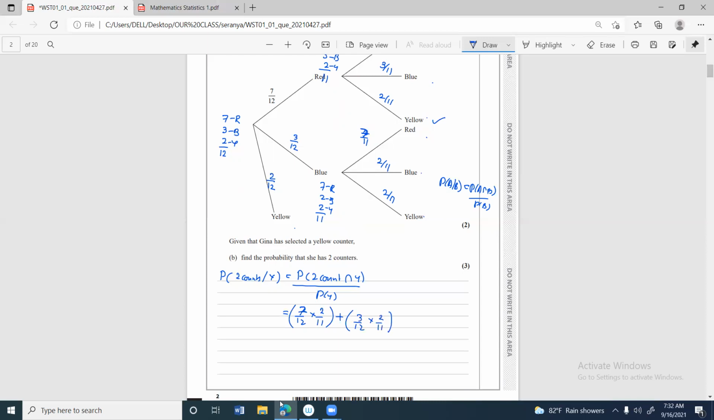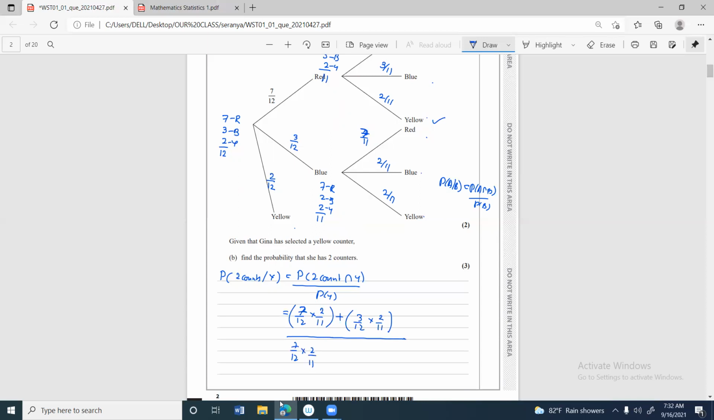This is one combination. This is yellow, but there are no counters. Therefore, you need to pick this counter over here. Hope you can understand how I get this. Divided by the probability of yellow. Probability of yellow means anyway you can write 7/12 times 2/11.